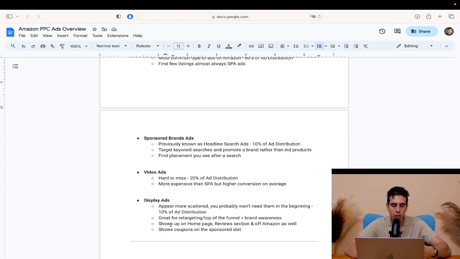So not just the search page or the product page, they'll show it on the home page, review section, and also off of Amazon on certain apps. And the great thing about display ads is if you're running a coupon or if you're running a deal, it'll show that on the sponsored slot.